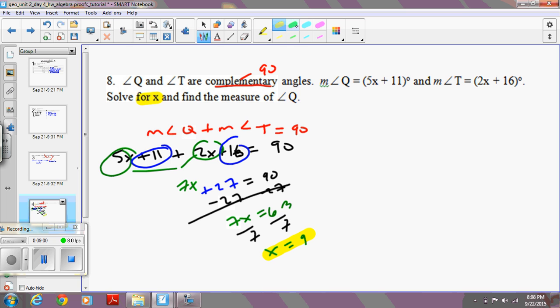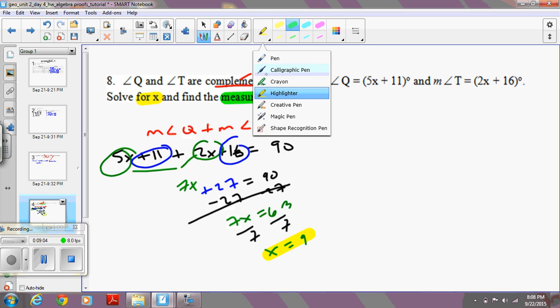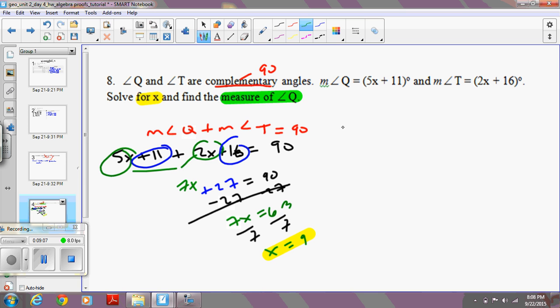Now we're told we have to find the measure of angle Q. Well, we know that angle Q is equal to 5 times x plus 11. Well, we know what x is now. That's 5 times 9 plus 11. 5 times 9 is 45, plus 11 would give us 56. So the measure of angle Q is 56 degrees.